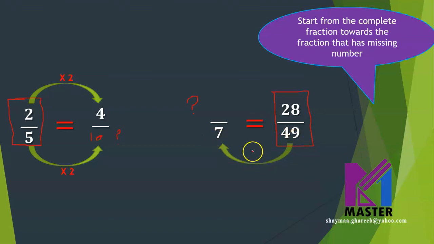So 49 divided by what gives 7? 49 is a square number, which is 7 times 7. So if we divide the 49 by 7, it will give me 7. Then I will do exactly the same with the 28. 28 divided by 7 equals, how many 7s are there in 28? You can keep count by 7 and find out, or if you know the times table of 7, you will find that the missing number is 4. Okay, so 4 over 7 is equal to 28 over 49. Both of them are equivalent fractions.